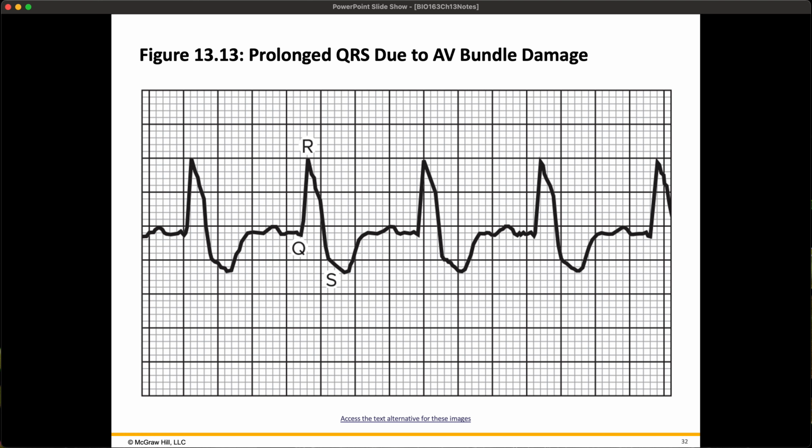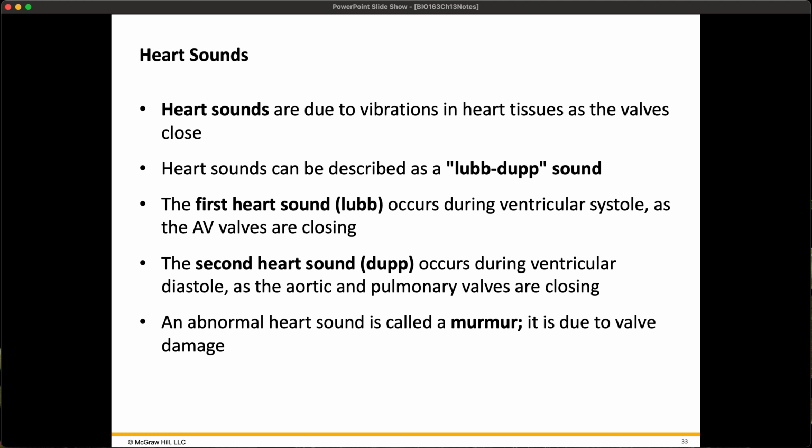Everything okay? This one is abnormal. This is a prolonged QRS due to the AV bundle damage. You have this P wave here and a longer space for the QRS complex because it's being delayed too long. So that's just an example of how you could read those to determine where an issue is happening in the heart cycle.